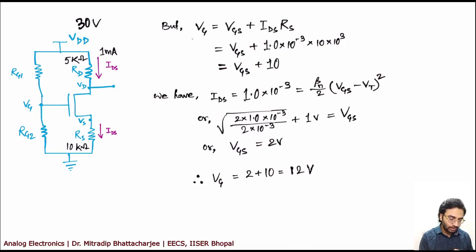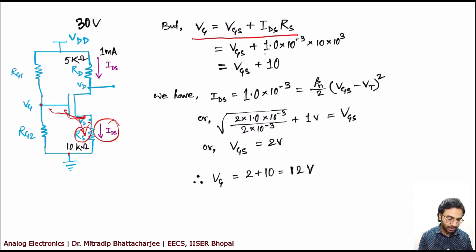So in the next slide, I have written the equation that we received previously as well, that VG is equal to VGS plus IDS RS. Which path we followed? We followed this path, right? Started from here and ended here in the ground. So your VG is equal to VGS, this drop, plus IDS RS.